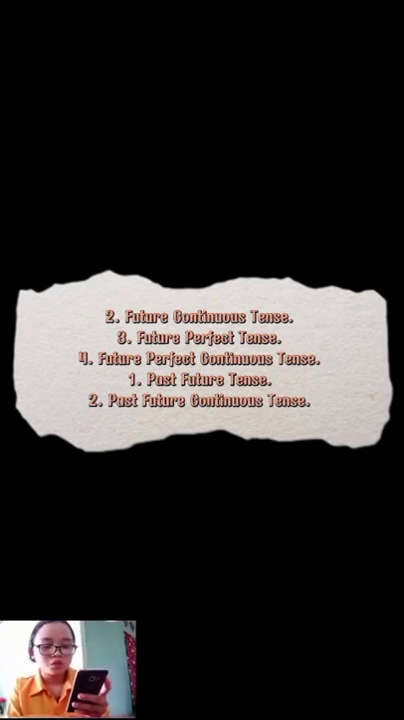4. Future perfect continuous tense. The definition of the future perfect continuous tense is A. Expressing event that will take place in the future. B. Event that will occur in the future when another event occurs. C. Waiting for the time from the event that took place until the previous time in the future.